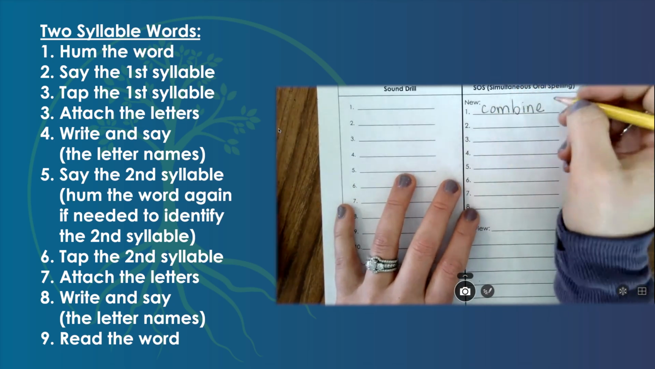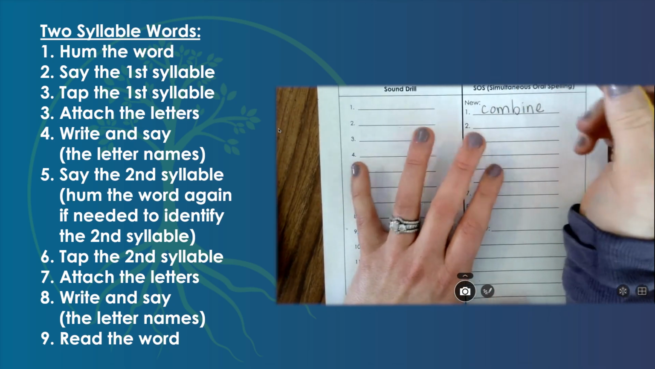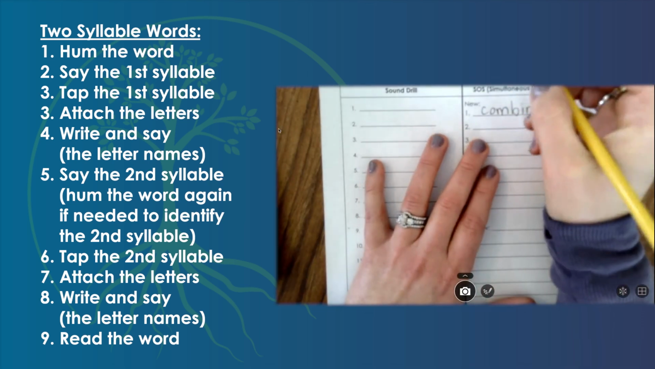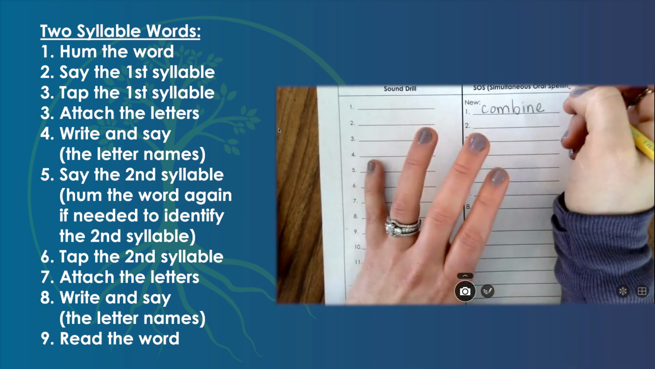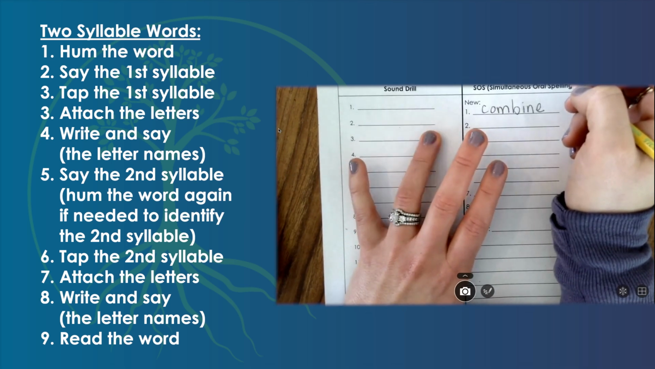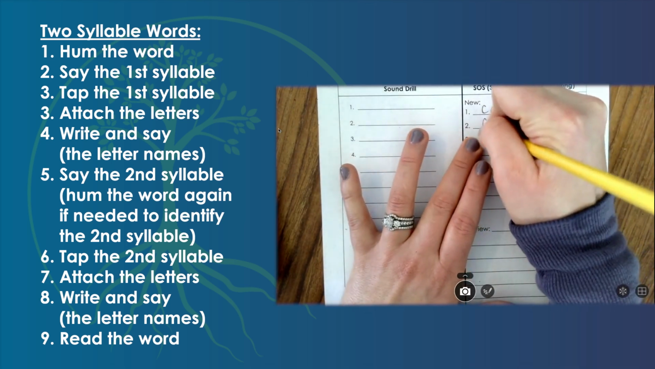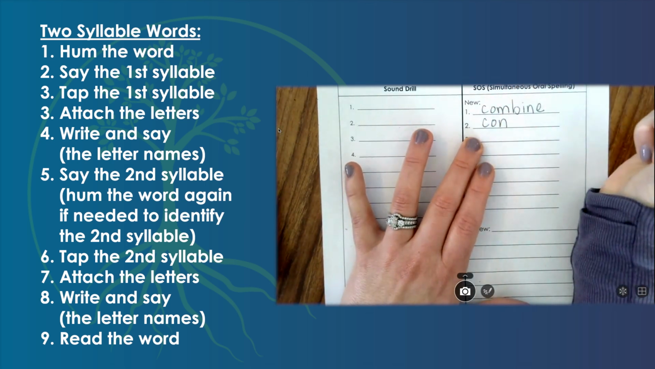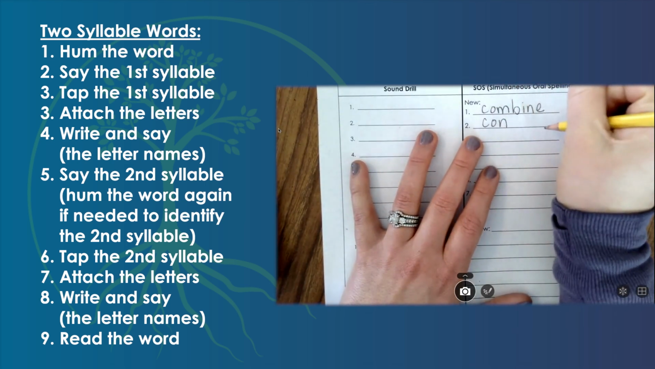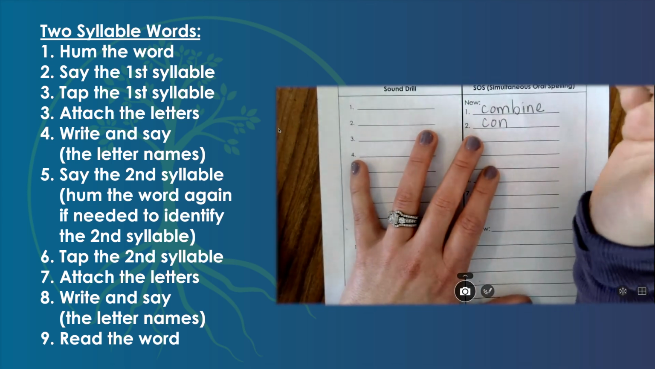Let's do conquest. Hum conquest. Okay, what's our first syllable? Con. Tap con. K, ah. Attach the letters C-O-N, write and say C-O-N. All right, what's our second syllable? Quest. Again, if they can't get there, guide them to hum the whole word again.